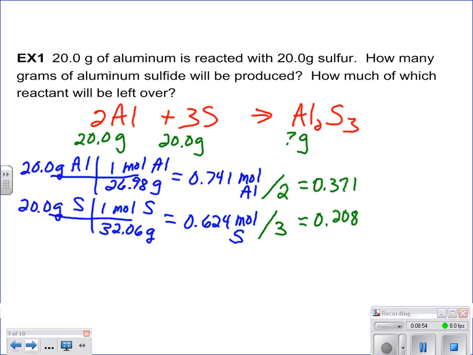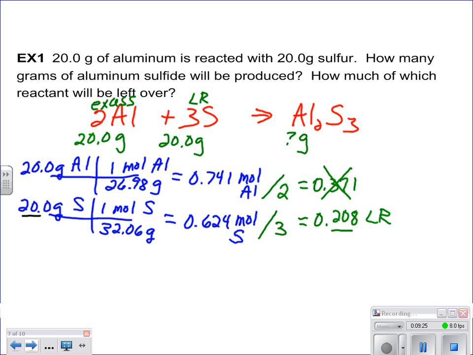Which one of those guys is your limiting reactant? The sulfur, because this one is the smaller one. That is the limiting reactant. This is in excess. Maybe I'll even make myself a note of that up here, that the limiting reactant is our sulfur, and aluminum is in excess. So now that we've got that information, our last step says that we take what we just got and we use that in our stoichiometric equation.